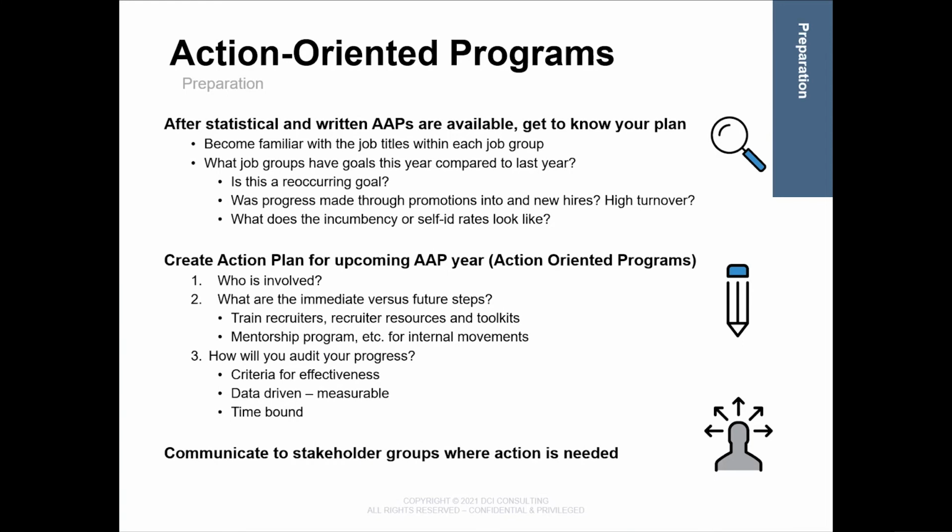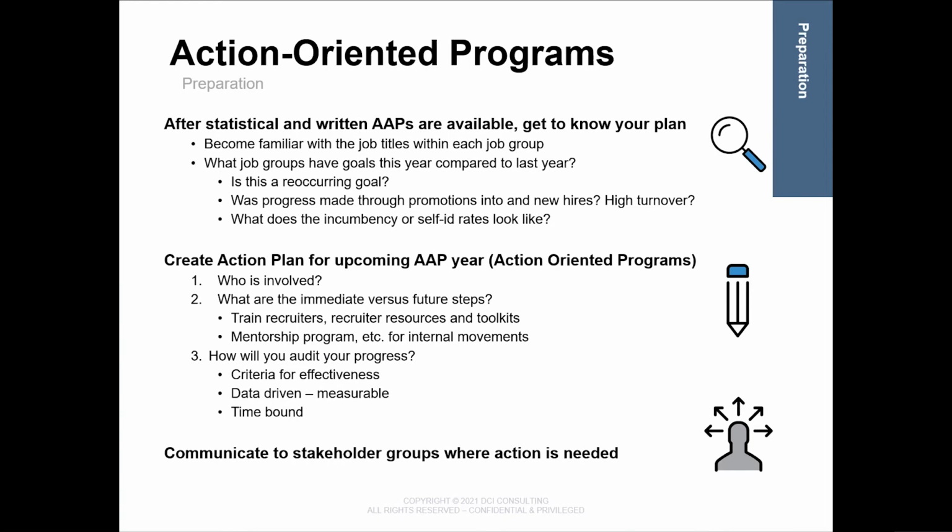Once a contractor identifies a problem area or opportunity area, it must develop and implement a program to eliminate these problems. And that is where we're going to create the action plan for the upcoming AAP year, known as the action-oriented programs. Here are some questions that you want to ask yourself when creating these action-oriented programs. Who's going to be involved? What do your immediate versus future steps look like?